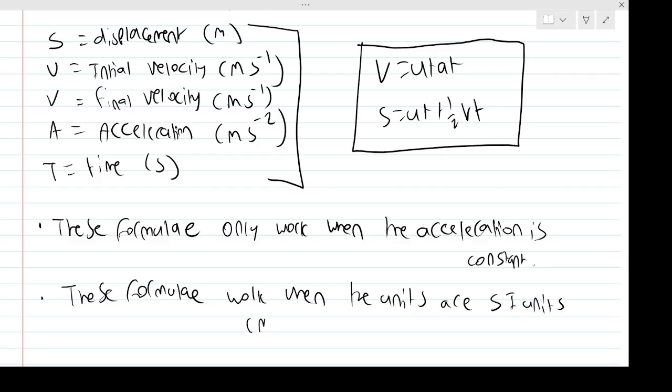So that means it's in meters per second, which is the acceleration, and time in seconds. So if you've got kilometers, for example, you're going to need to convert the kilometers into meters, or hours, you need to convert hours to seconds before you use these formulas. Okay, so let's have a look at some examples with this in action.